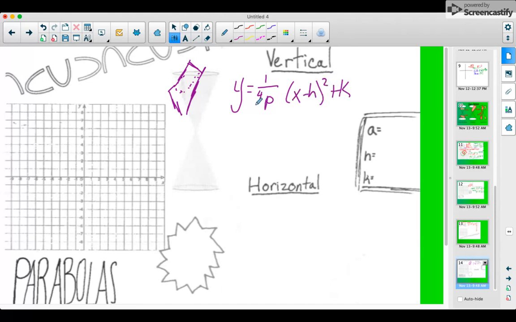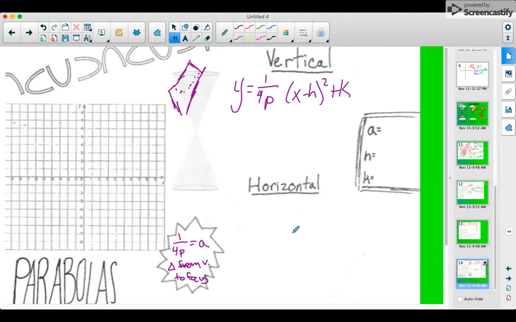But wait a minute, you didn't write a, you wrote 1 over 4p, right? In parabolas, for this unit, we're actually going to change how we think about an a value, that vertical stretch and shrink. 1 over 4p is the same thing as a. We're just using 1 over 4p because it helps us talk about the change or the delta from our vertex to what we call a focus.